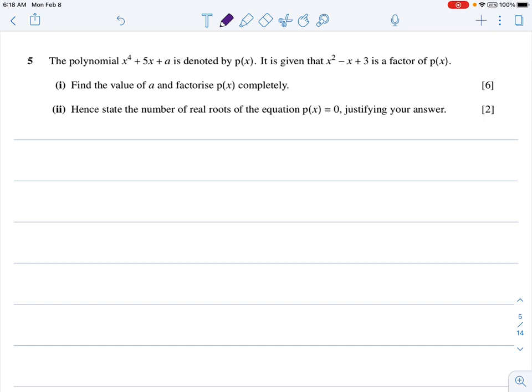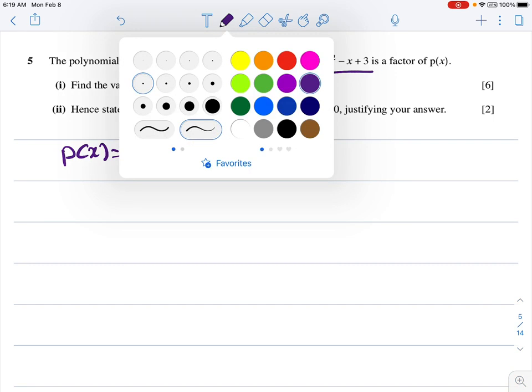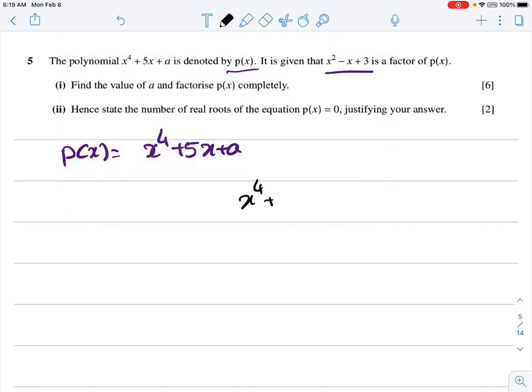Question number 5. The polynomial x power 4 plus 5x plus a is denoted by p of x. So let me write p of x is equal to x power 4 plus 5x plus a. It is given that x square minus x plus 3 is a factor. So we have to find the value of a and factorize it. So what am I going to do? I'm going to do the long division: x power 4 plus 5x plus a divided by x square minus x plus 3.